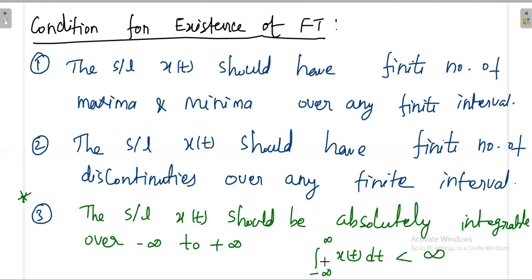So first we'll try to find out the Fourier transform of the basic signals, that is the impulse signal, step signal and also exponential signal. Before going to that, we'll have some idea of what the Fourier transform actually is. Fourier transform is the mapping between the time domain and frequency domain.